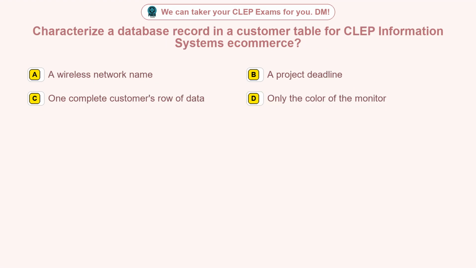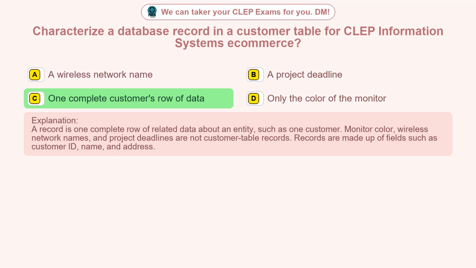Question 78. Characterize a database record in a customer table for CLEP Information Systems Ecommerce. Option A. A wireless network name. Option B. A project deadline. Option C. One complete customer's row of data. Option D. Only the color of the monitor. The correct answer is option C. One complete customer's row of data.